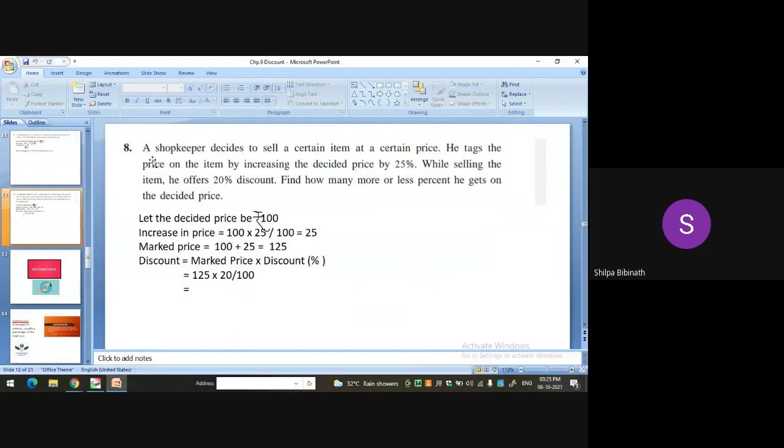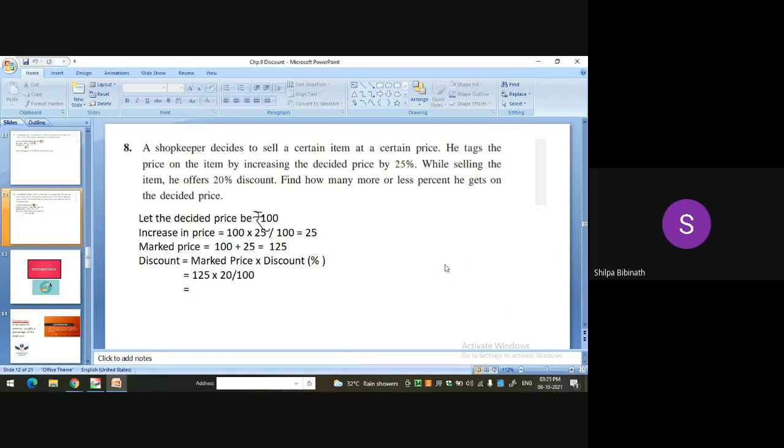Good afternoon, students. So we'll see the chapter 9 discount. One problem. What is given in the question? Just go through. A shopkeeper decides to sell a certain item at a certain price. Now here the marked price or the selling price, nothing is mentioned. And what is given here? He tags the price on the item by increasing the decided price by 25%.